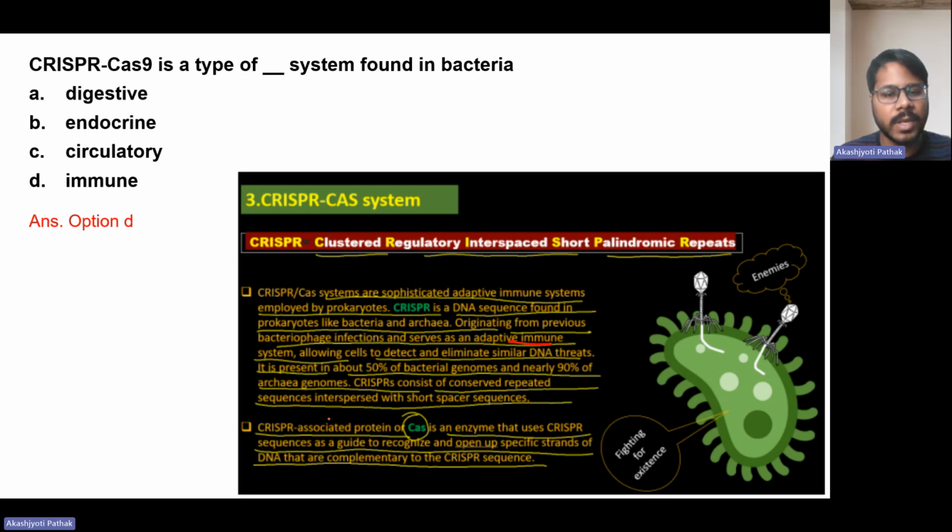Around 50% of bacterial genomes have these CRISPR sequences, and nearly 90% of archaeal genomes have CRISPR sequences. So they are conserved. Okay. Cas stands for CRISPR-associated protein. It is an enzyme that uses CRISPR sequences as a guide to recognize and open up specific strands of the DNA. We will understand this point in the next slide.